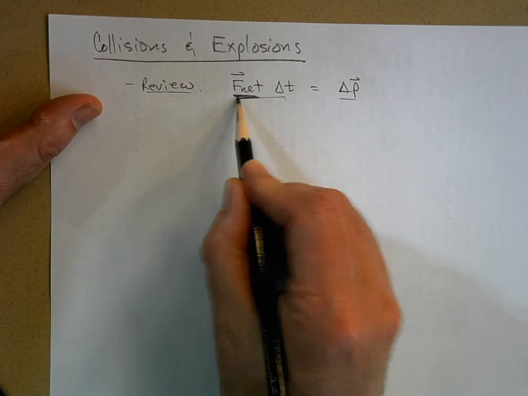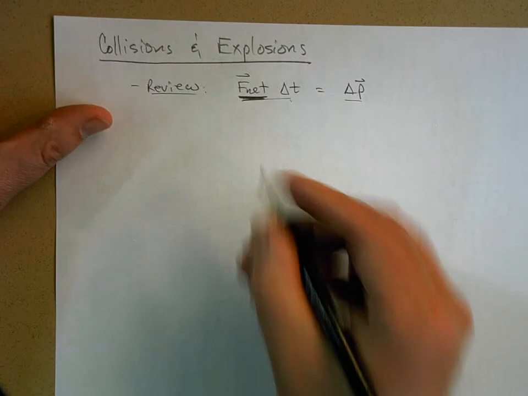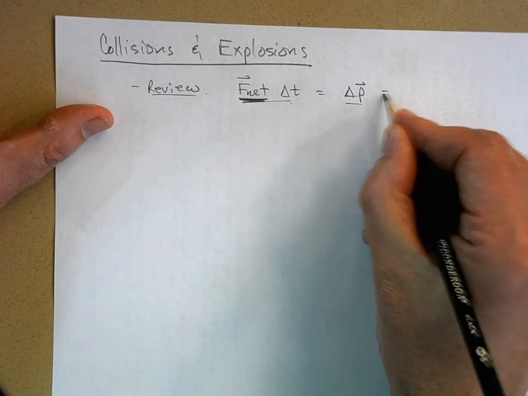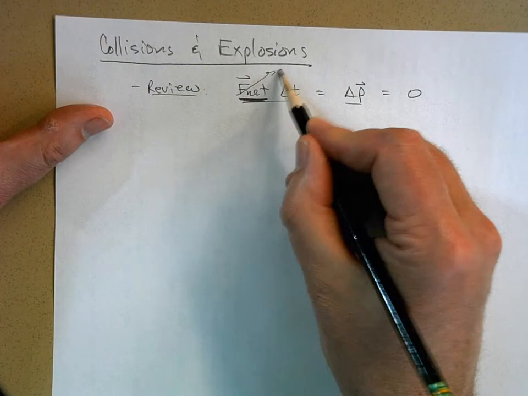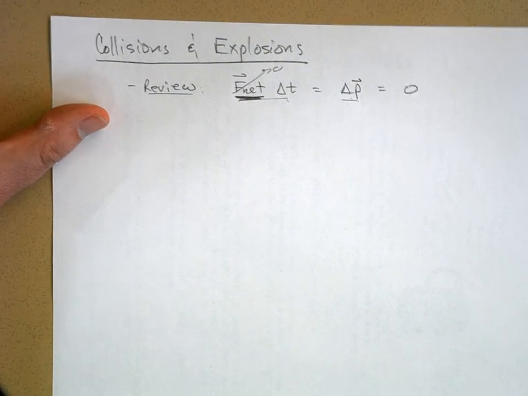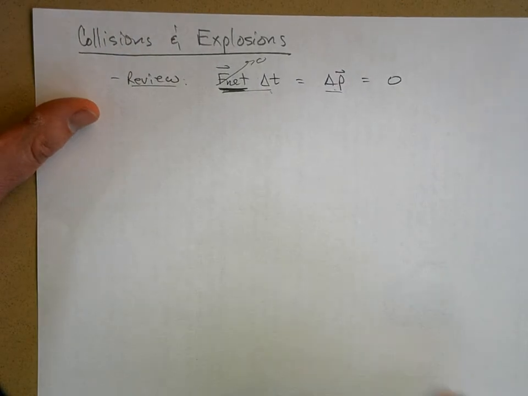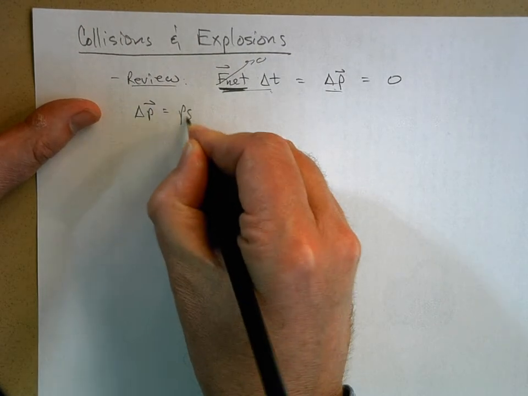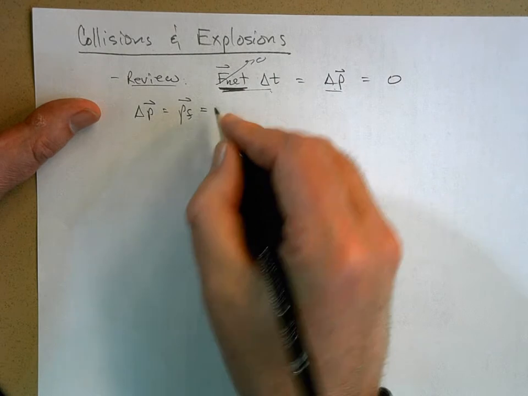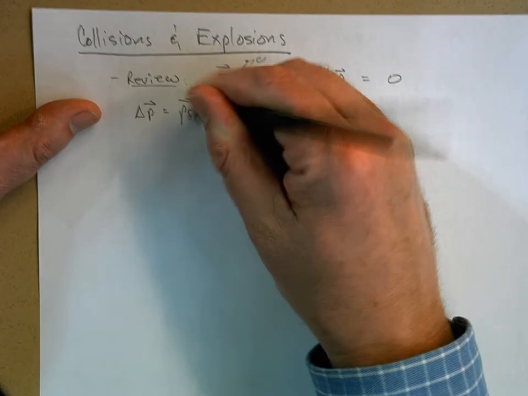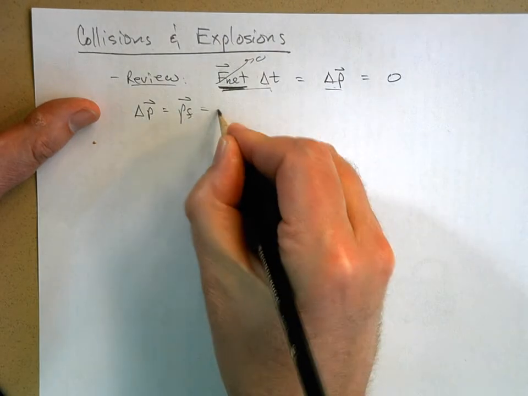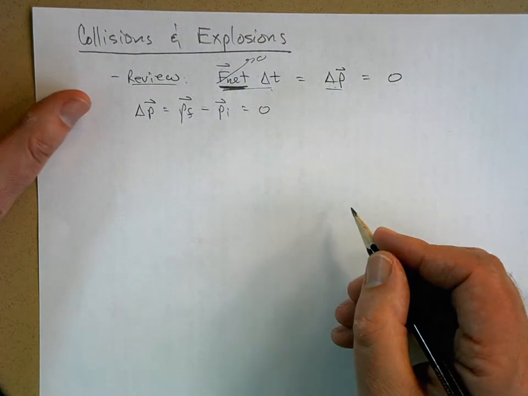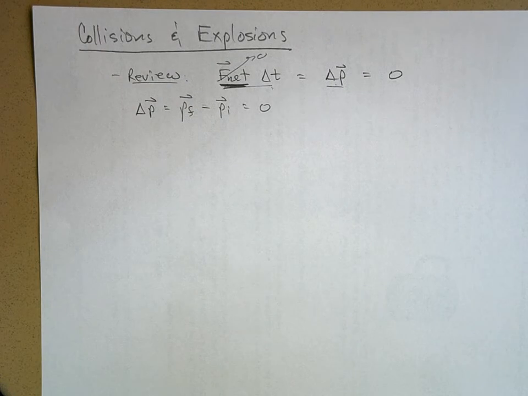But if there is no net force, if the net force equals 0, then the change in momentum has to equal 0. If this is equal to 0, then the change in momentum is equal to 0. And what is the change in momentum? What is delta P? Well, that's P final, the final momentum of your system, minus the initial momentum of your system. That has to equal 0 if there's no net force on your system.